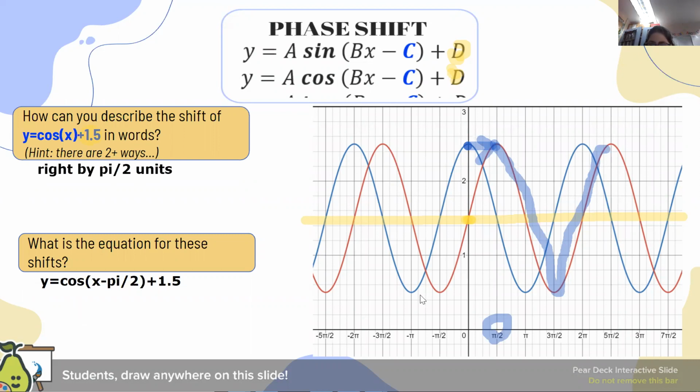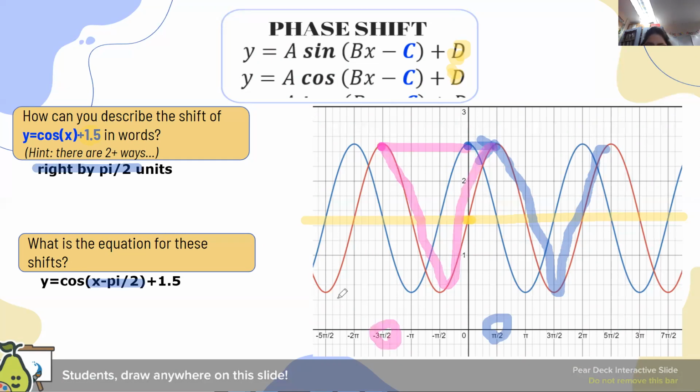I can also change my perspective and think about, what if I move in the backwards direction? How many units do I have to move it backwards? If I'm moving it right by pi over 2, that was x minus pi over 2. What if I move left? In order to start my new cycle of cosine, I have to go all the way back 3 pi over 2 units.